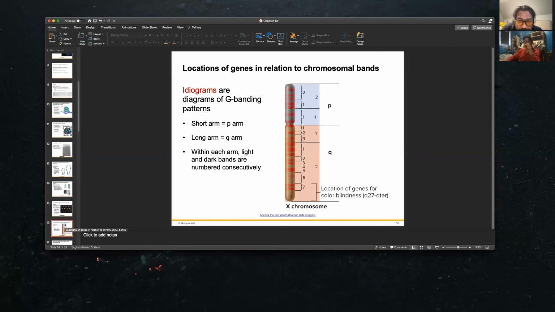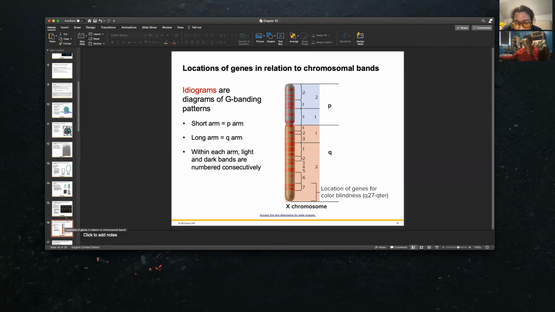All right. So you kind of remember the centimorgan stuff. That was basically using math to figure out where genes are. But we can also look at banding patterns. So of course, the short arm is the P arm, the long arm is the Q arm. And then light and dark bands are numbered consecutively.